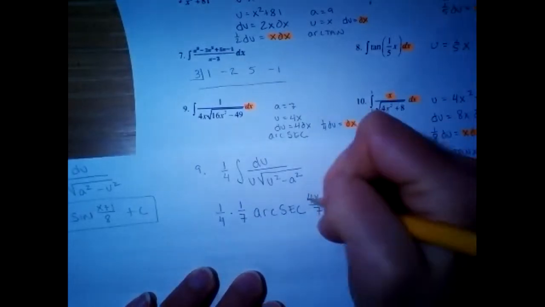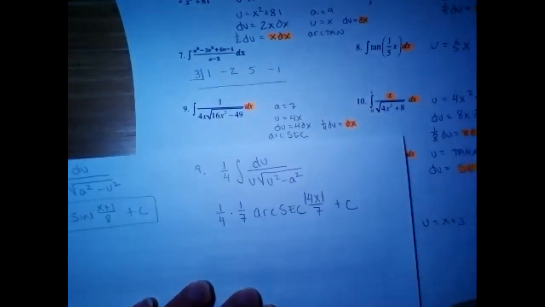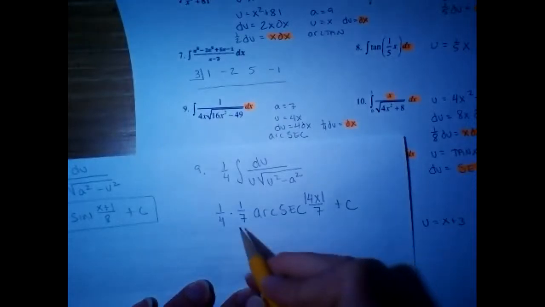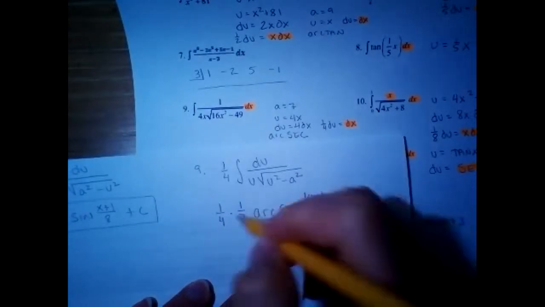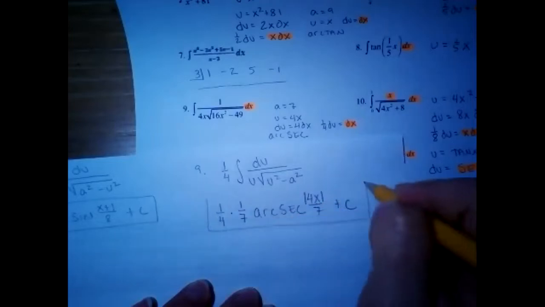And arcsecant has the absolute value around that. If you forget that, I'm not going to take off because, I mean, it's such a little thing. And if you wanted to write this as 1/28, you can as well, if you want to multiply those fractions together.